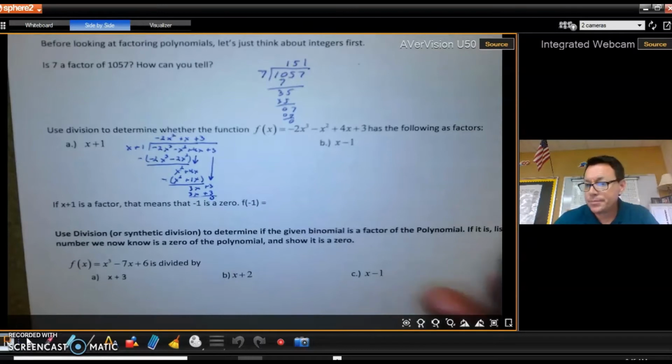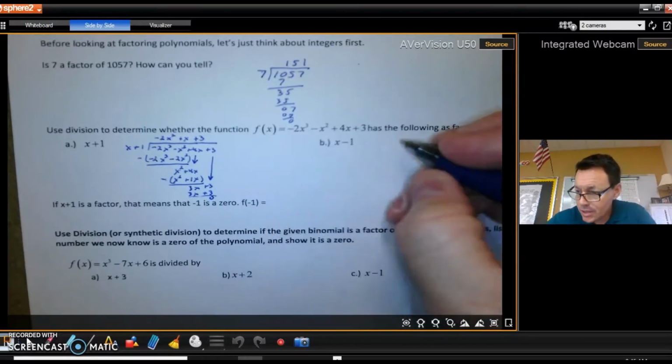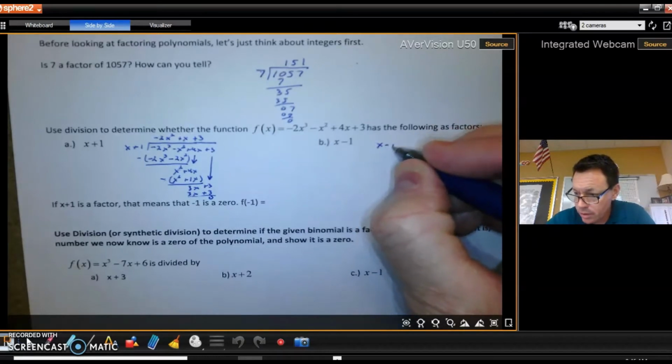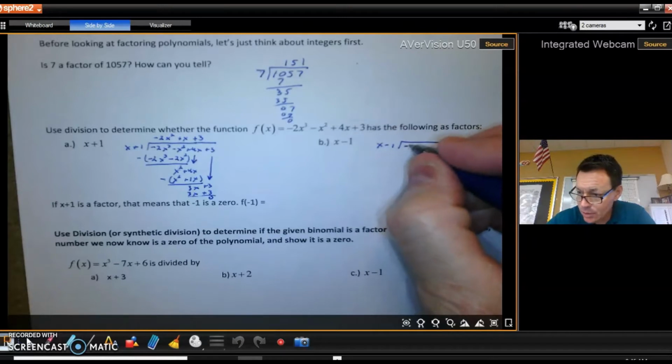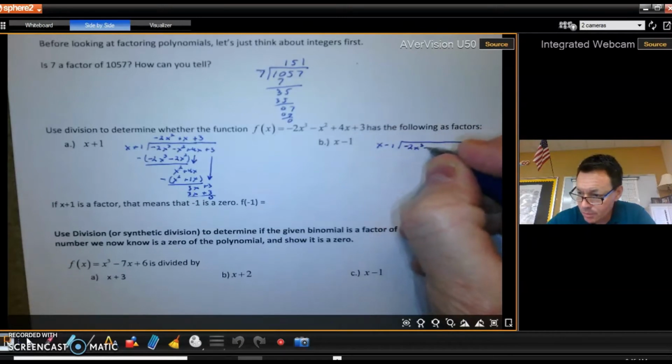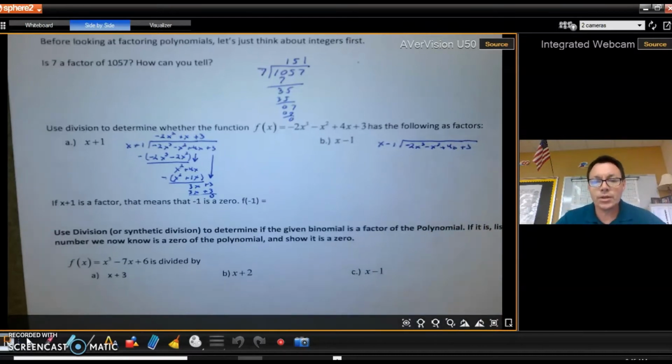Okay, so how about x minus 1? Go over to the side and see if you can divide x minus 1 into negative 2x cubed minus x squared plus 4x plus 3. Okay, see if you can do that on your own. Pause the video right now so you don't see my work.